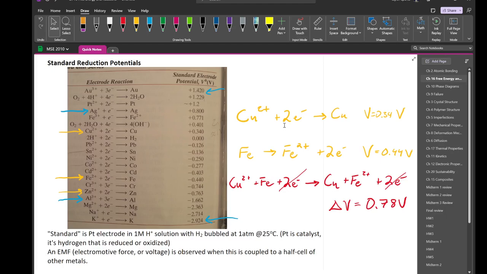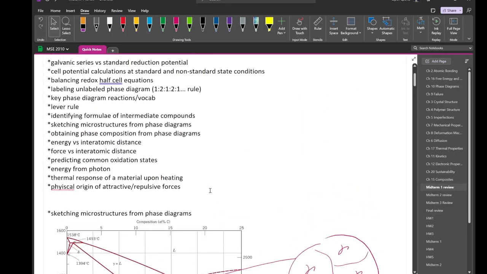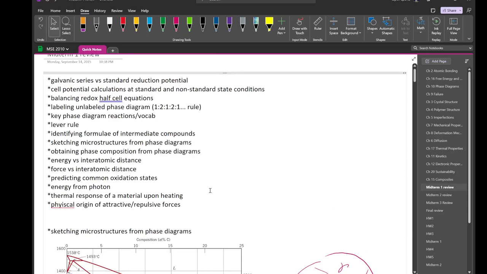Other questions on this? Should we keep going? All right, looking at the study guide. Oh yeah, go ahead. Yeah. Yep, let's do that. Give me these ones.